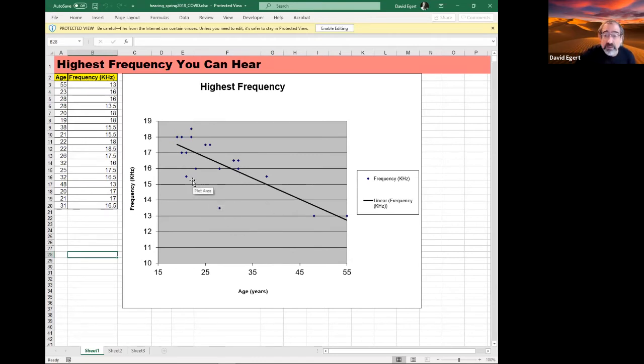But sometime over the next few days, if you could do this and email me, then I'll email everybody the final spreadsheet of our class data. So I'll need your age and your maximum frequency that you can hear.